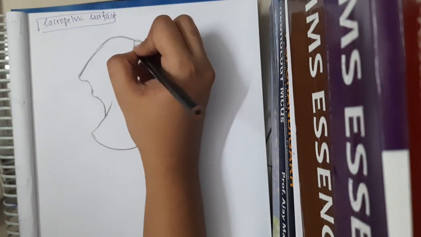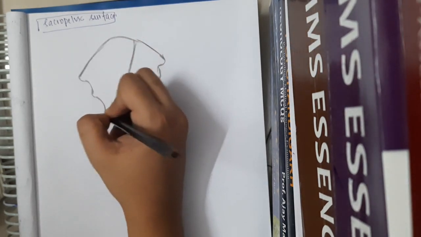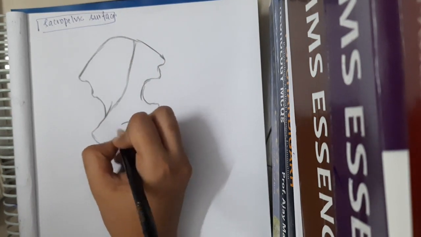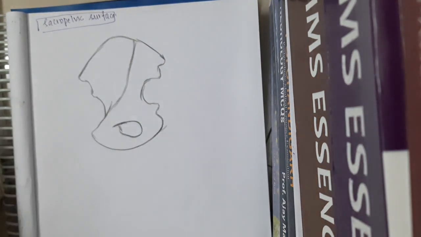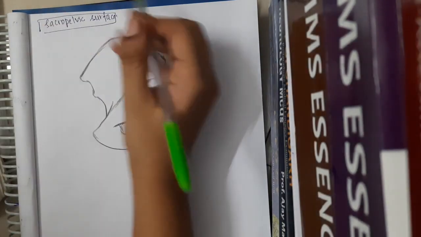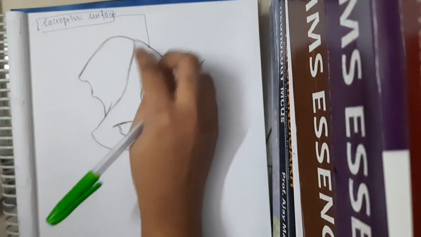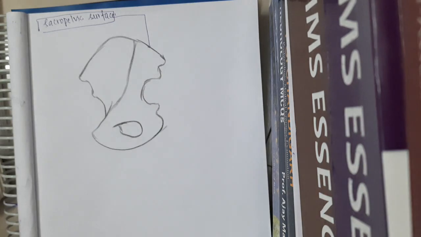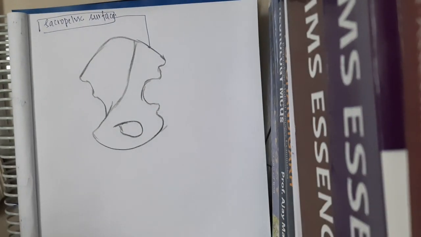Okay, this is the median border, and if you see, this is the obturator foramen. Now if you see, what is this surface? This is the sacropelvic surface. So what are you going to see in the sacropelvic surface?